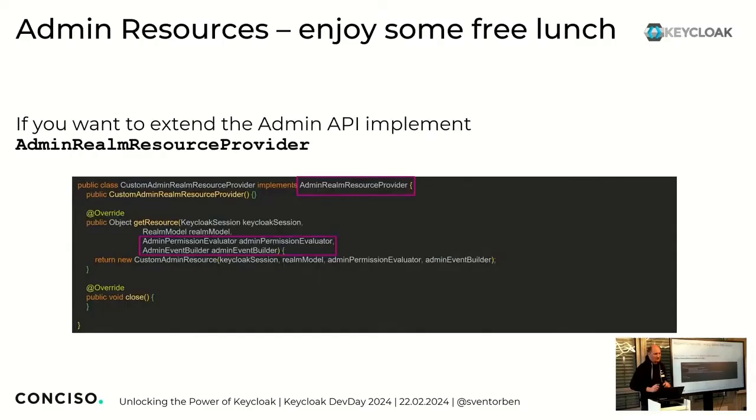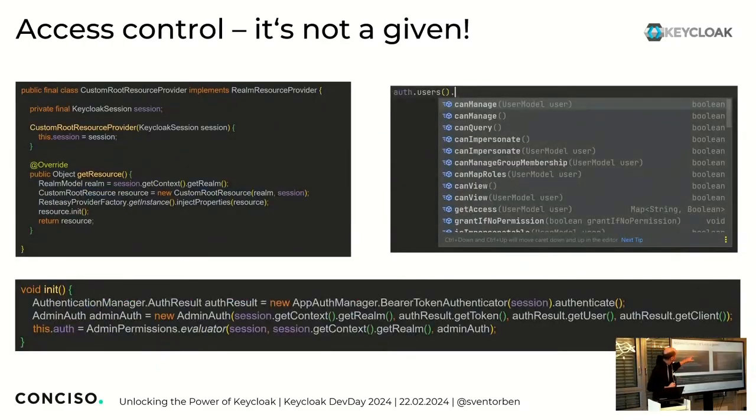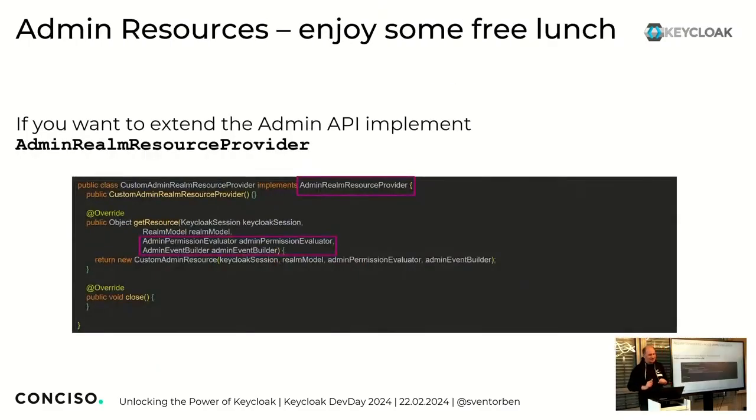There's some free lunch on top of it. If you don't implement the realm resource provider, but you implement the admin realm resource provider, which is kind of new and not there for long, you get this object for free, so you don't even have to build this init method anymore. You can just pass it into your resource, and then you can do all the checks you want to do. You get that as a parameter in the getResource method. And then there's also this other parameter, the admin event builder.